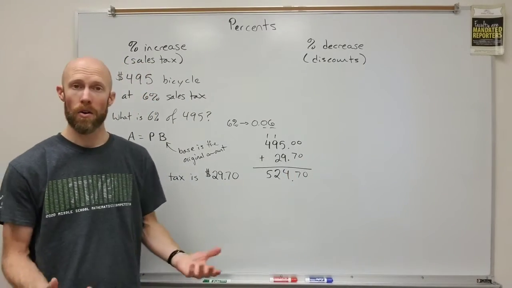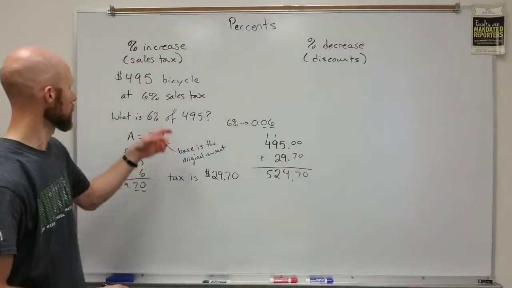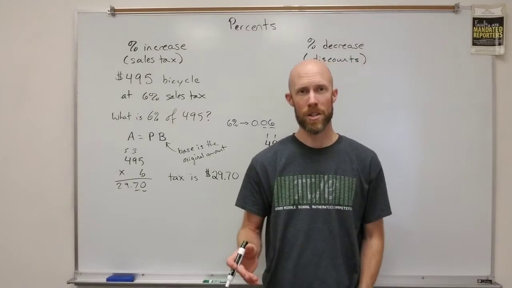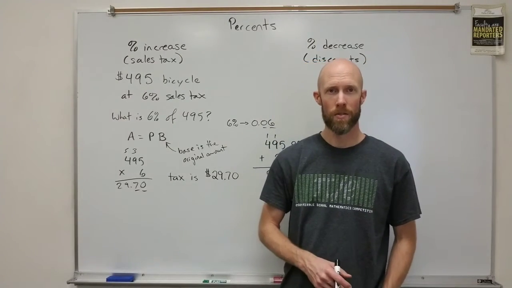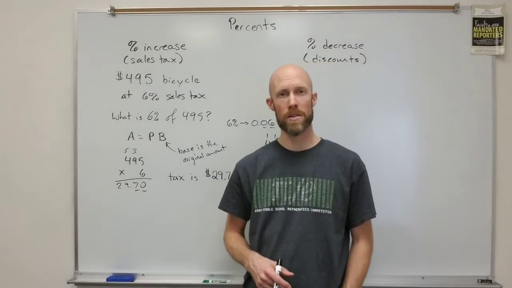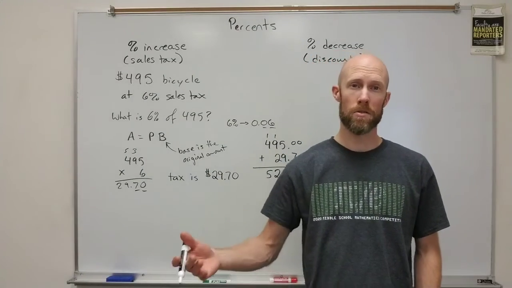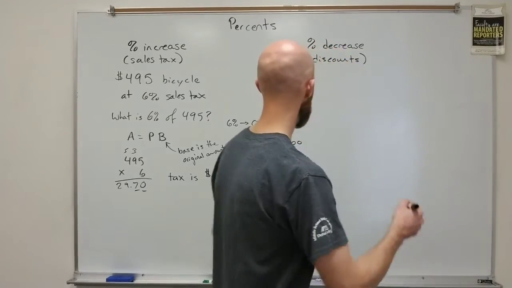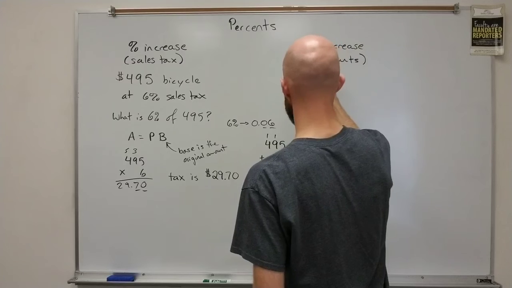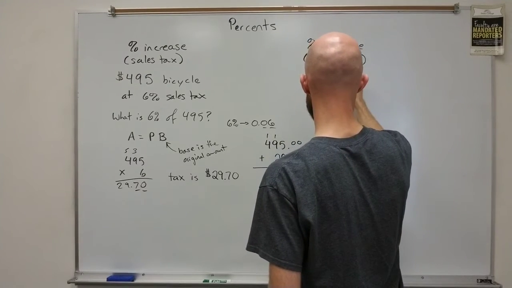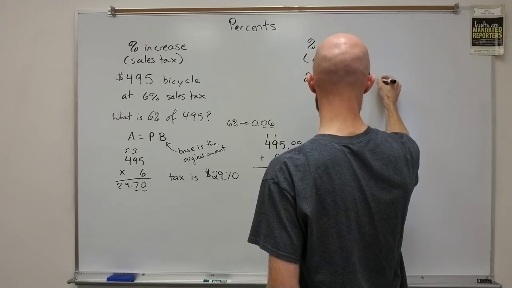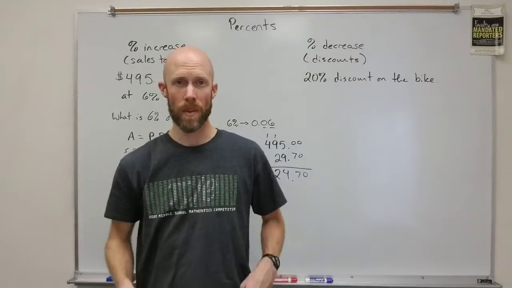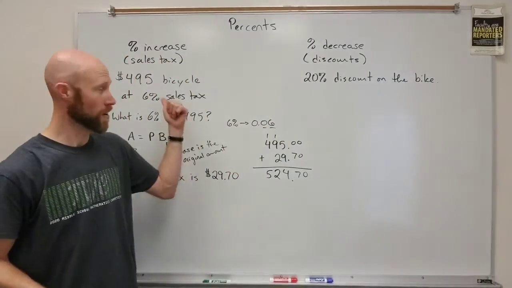Now let's say that same $495 bicycle was on sale. You went in to your bike shop at the end of the season, they're clearancing out the previous year's bikes, and they're getting their new shipments in. So they're selling them for, let's say, a 20% discount on the bike. That's decent, especially on a $495 bike.